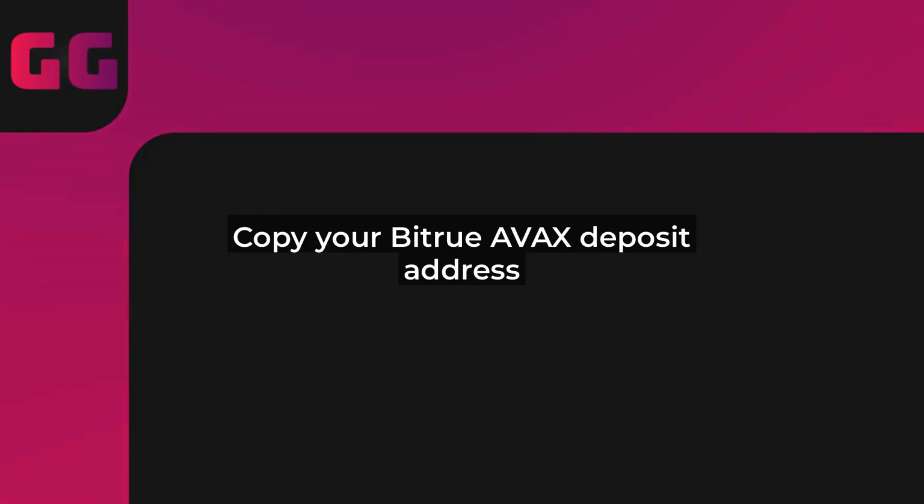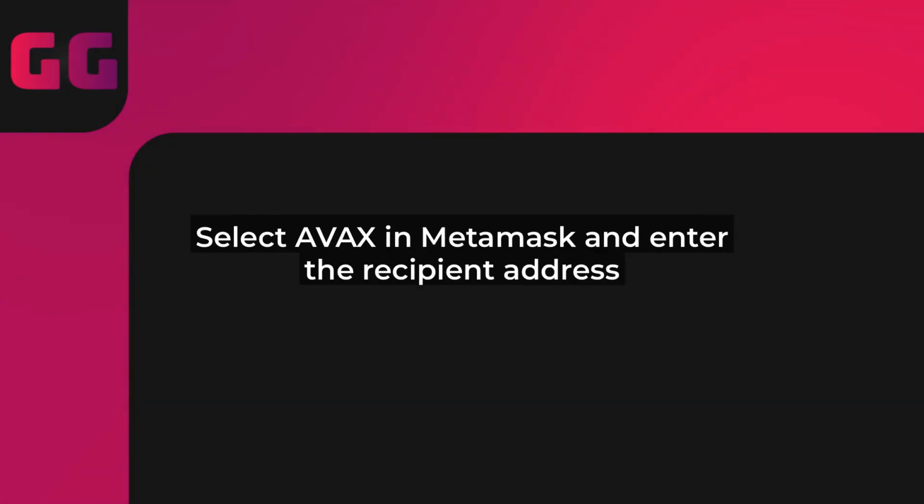Step 3. Back in MetaMask, click on the AVAX asset in your wallet. Hit the Send button. Paste the Bitrue deposit address into the recipient field, and enter the amount you want to transfer. Remember to account for gas fees, which can vary based on network congestion in 2025.